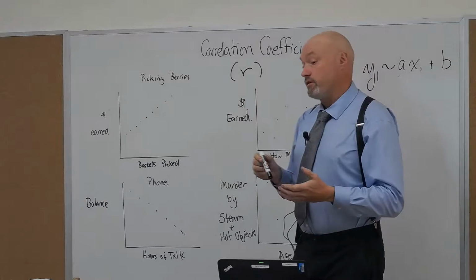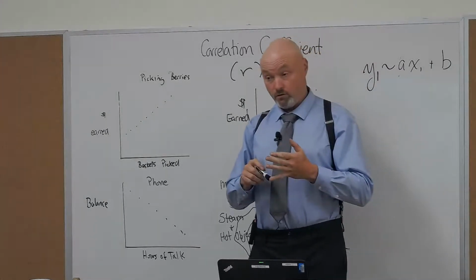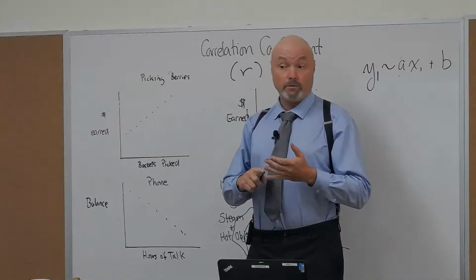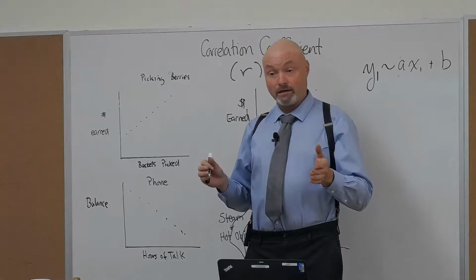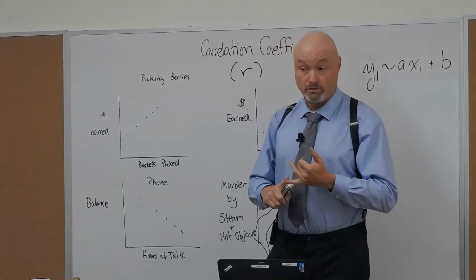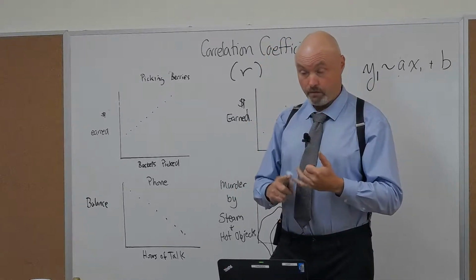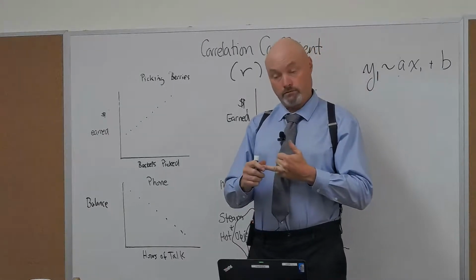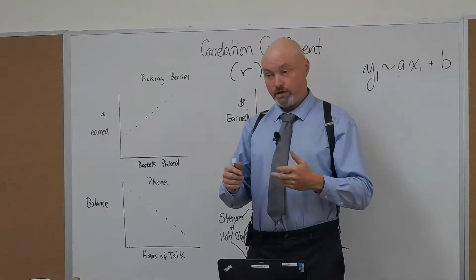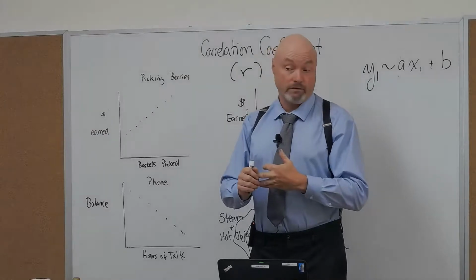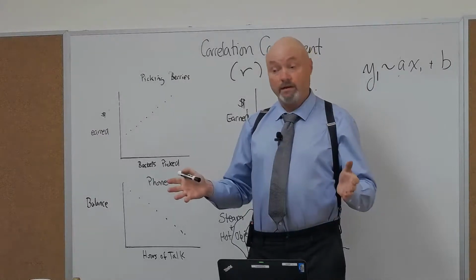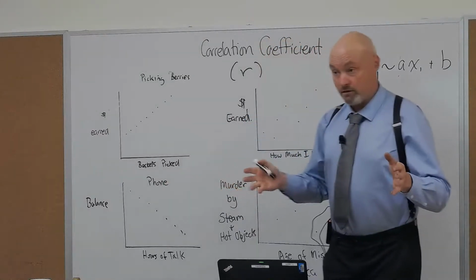There are a couple of things to know, not too much to know though. We don't have any complicated calculations. We're going to let technology do this most of the time. But we do have to know about R, the correlation coefficient, and we do have to know about the line of best fit and its equation and how to find it. And we're going to use technology.